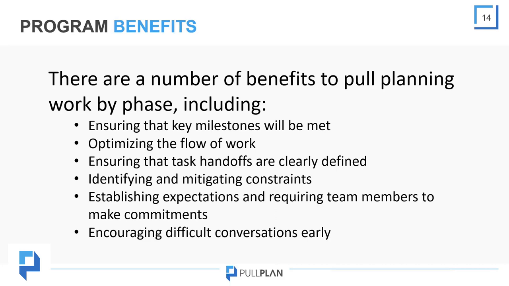Pull planning work by phases also enables us to identify and mitigate constraints. So as we're having those conversations, people are having discussions around where tasks are being placed and some of those handoffs that need to occur. They're having conversations around things that are required to complete their work. Now, in some cases, these constraints may be relatively minor, but in some cases, they are fairly significant.